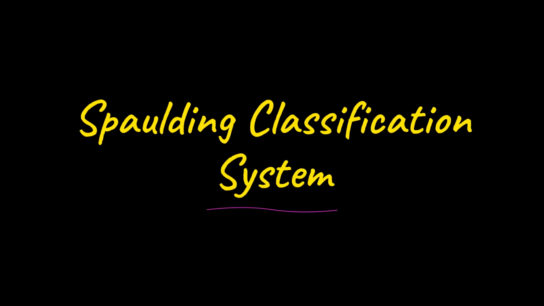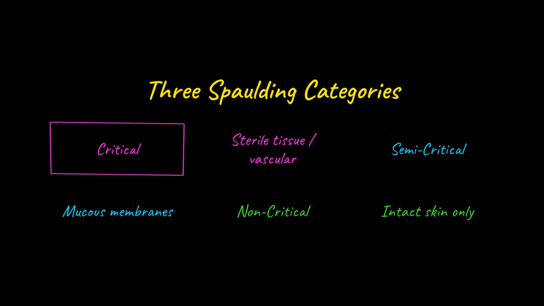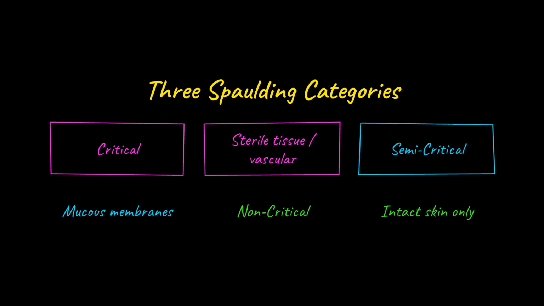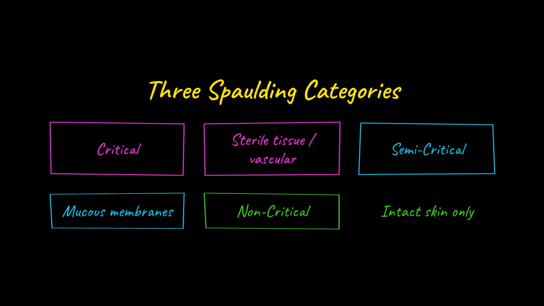The Spaulding classification system is the standard framework used to determine how medical instruments must be reprocessed before being used on the next patient. Developed by Dr. Earl Spaulding in the 1960s, it remains the regulatory standard referenced by the CDC and FDA today. Every reusable device falls into one of three categories. Critical items contact sterile tissue or the vascular system. Semi-critical items contact mucous membranes or non-intact skin. Non-critical items contact only intact skin.